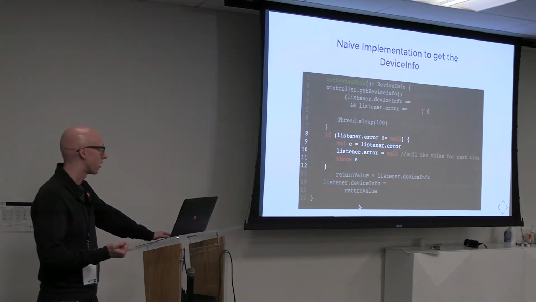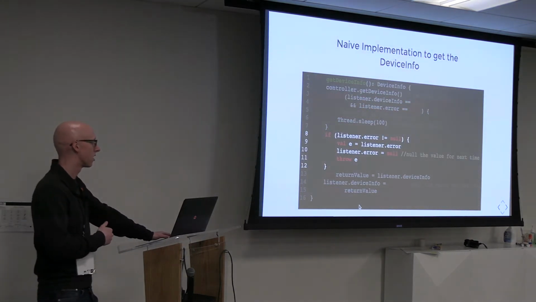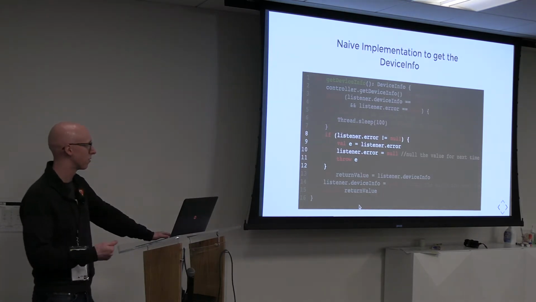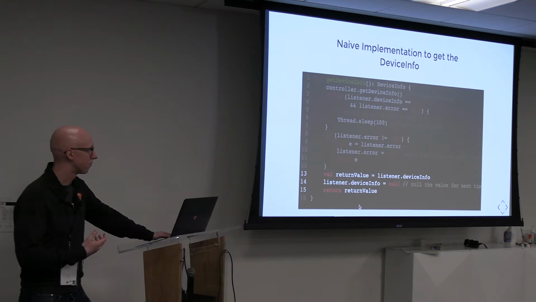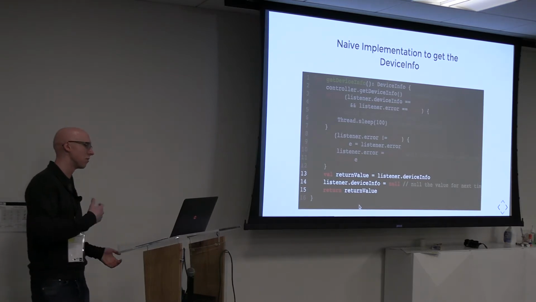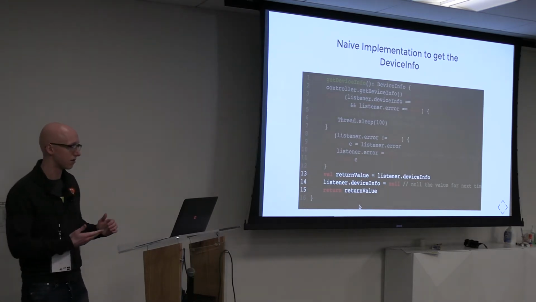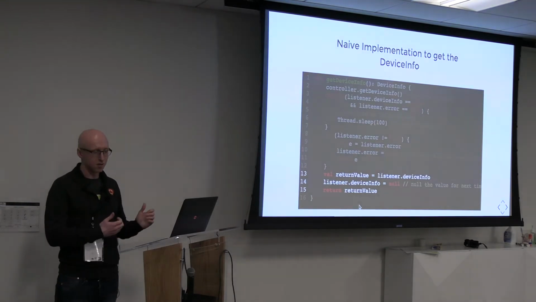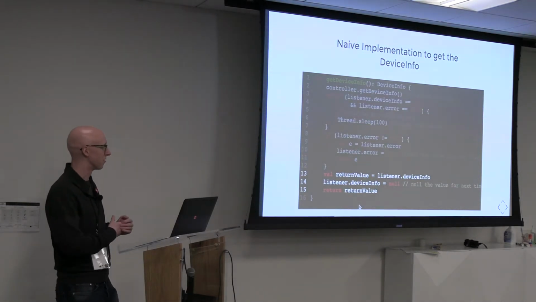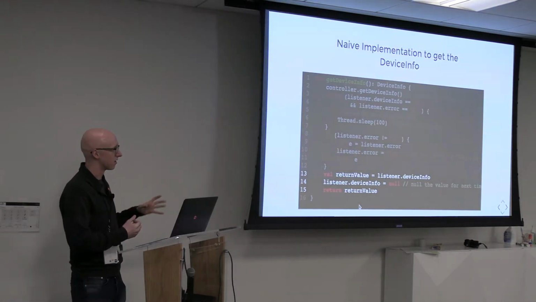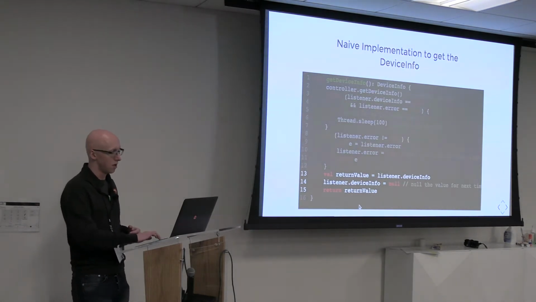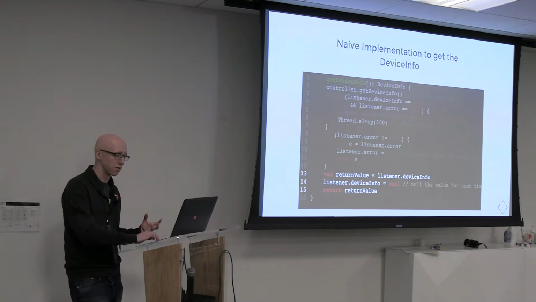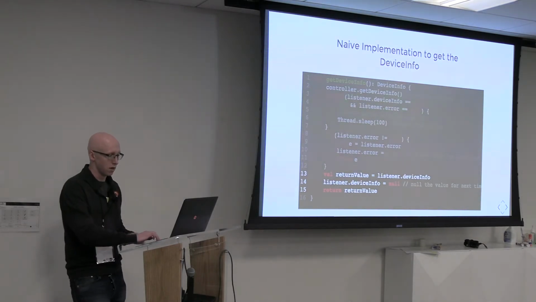If we get an error back, we save it to a local variable, we null it out so this will work the next time, and we throw it. And if we get the value we want, we save it to a local variable, null it out on the listener, and return that. So lots of issues here, and we couldn't really live with an implementation like this. Not only are we blocking the main thread, potentially getting into an infinite loop, but we're also nulling out the listener values as well.